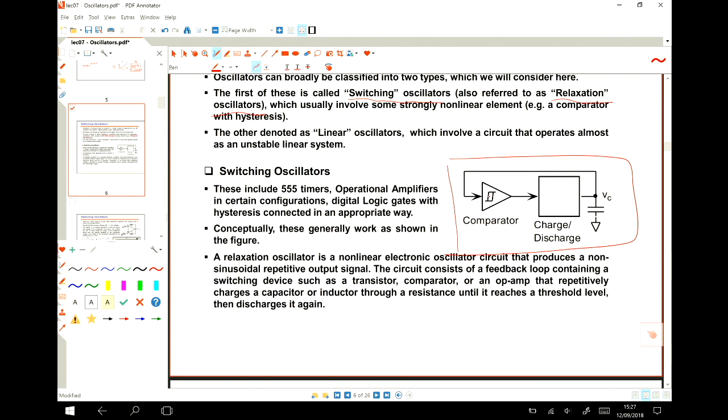I mean, we usually use a very nonlinear device like a comparator or, for example, the hysteresis amplifier, and then with a charging and discharging circuit, we usually charge this circuit, and then we get a negative feedback, and then change the state of this comparator, and then again discharge it. So this is how the system is working.